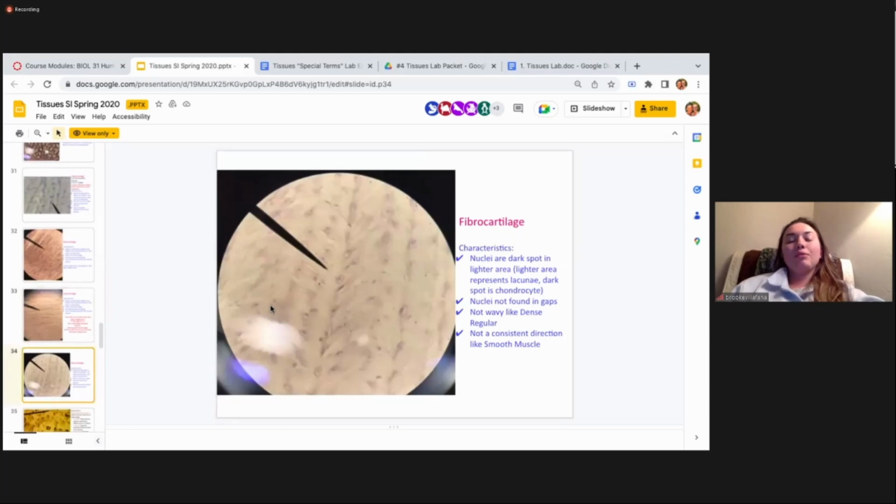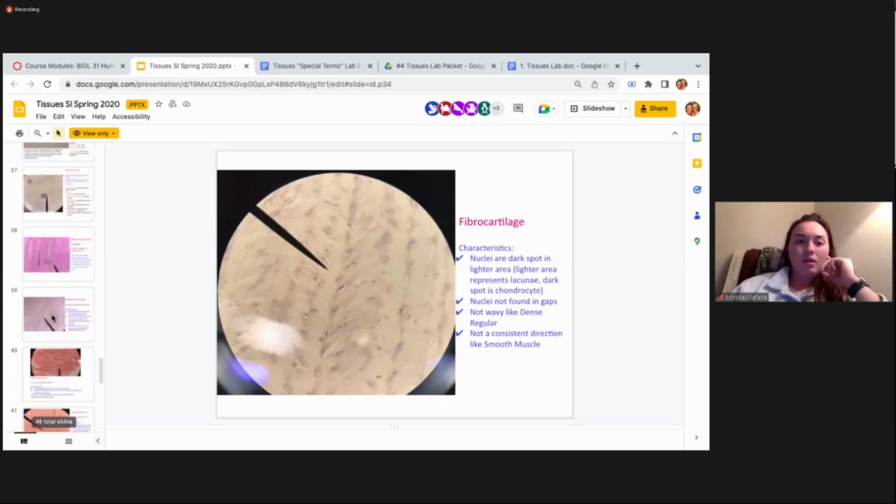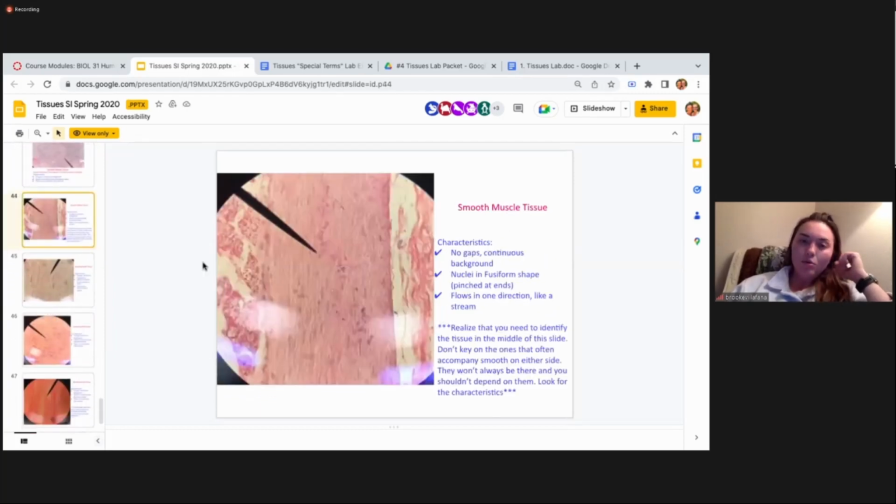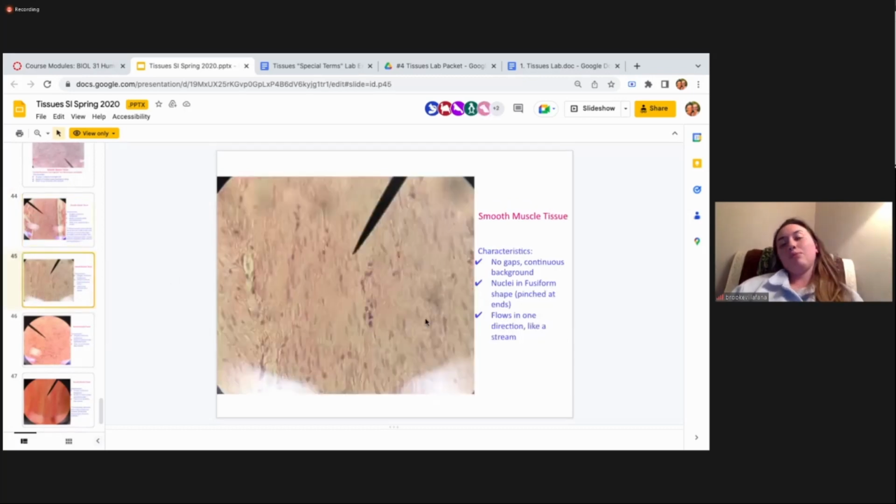This is another example of fibrocartilage. It looks a little bit different here. You can see that it has these gaps and the nuclei are not in the gaps again, okay? Smooth muscle is the third one that this gets confused with, and this is a good example of one that people get confused. Smooth muscle has no gaps at all. So the biggest way to immediately tell the difference is if you see gaps, you know that it's dense regular or fibrocartilage. If you do not see any gaps at all, that would be smooth muscle.